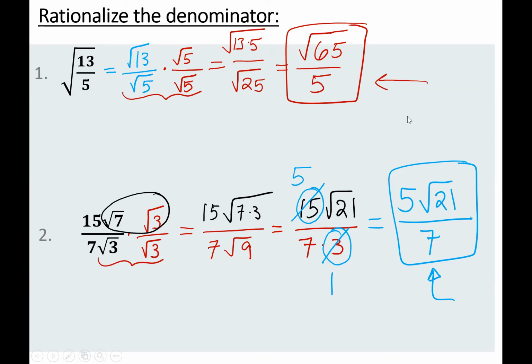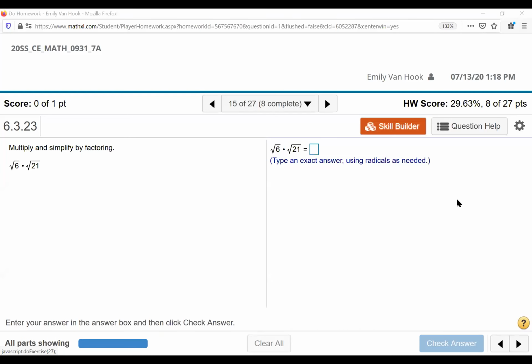Okay, good. So we've seen some examples of multiplying, dividing, and then rationalizing denominators. I'm going to pause and take us to MyLabs Plus one more time. We'll see a couple more examples of some of these things, and then we'll be done. All right, let's take a look at some more MyLabs Plus problems.